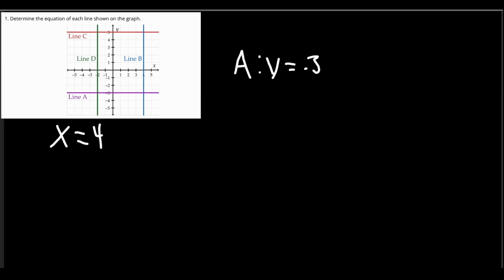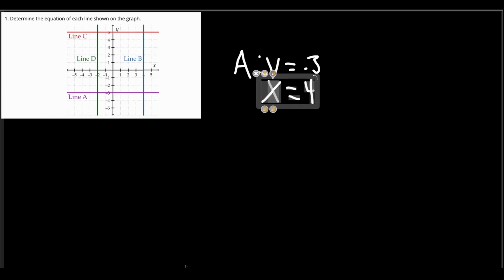But similar to the last equation, x on this vertical line is always 4. It doesn't always have to be when y is 0. But that's our answer though. X equals 4. That's it. It's really, really simple to find the equations of horizontal and vertical lines.